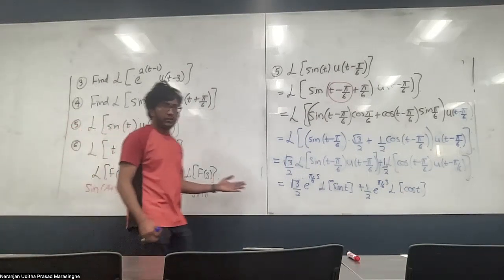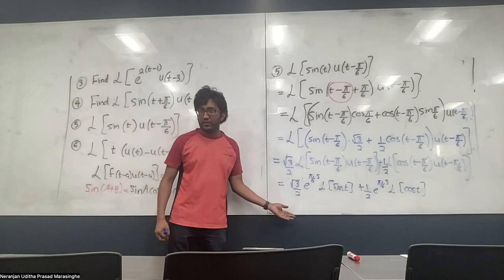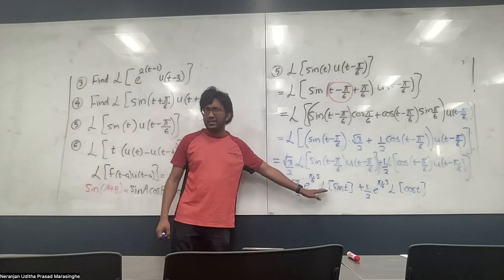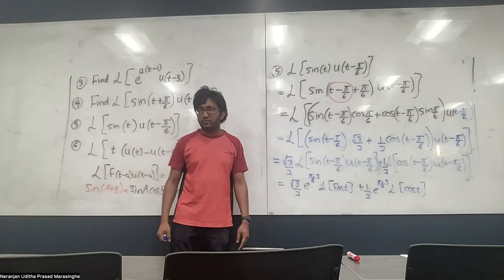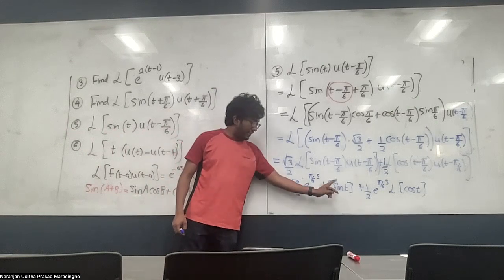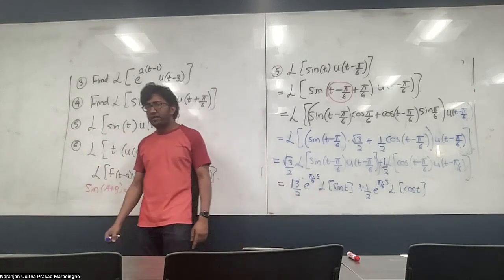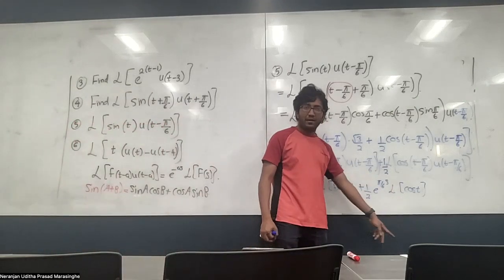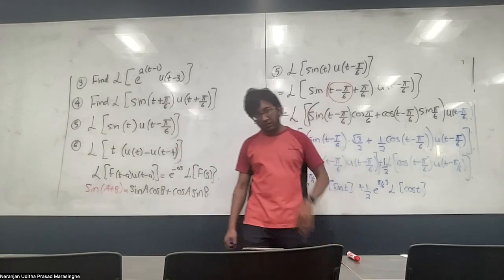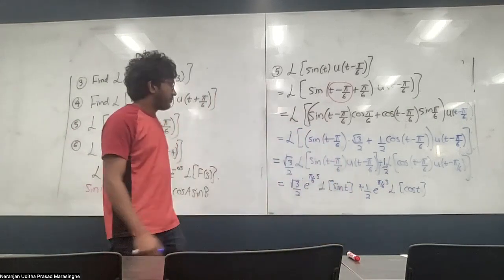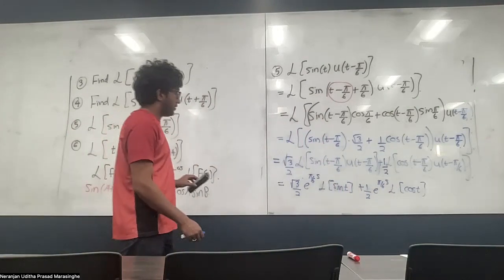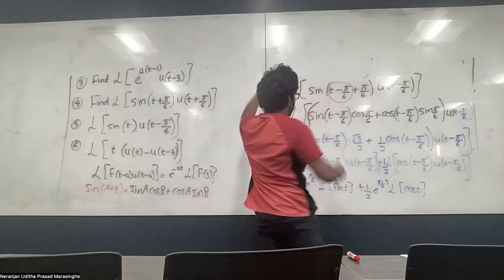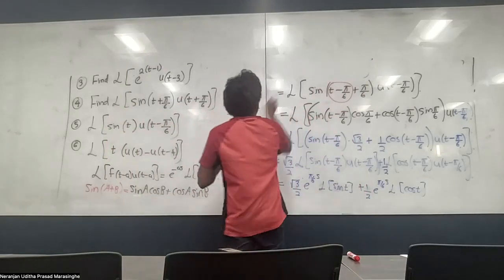Any questions about my simplification? Let me know if you have any questions. Is it clear how I applied this second translation theorem? Now, what is the Laplace of sine t? It is 1 divided by s square plus 1, and Laplace of cosine t is s divided by s square plus 1, right? So that means I'm done. So what is my final answer?